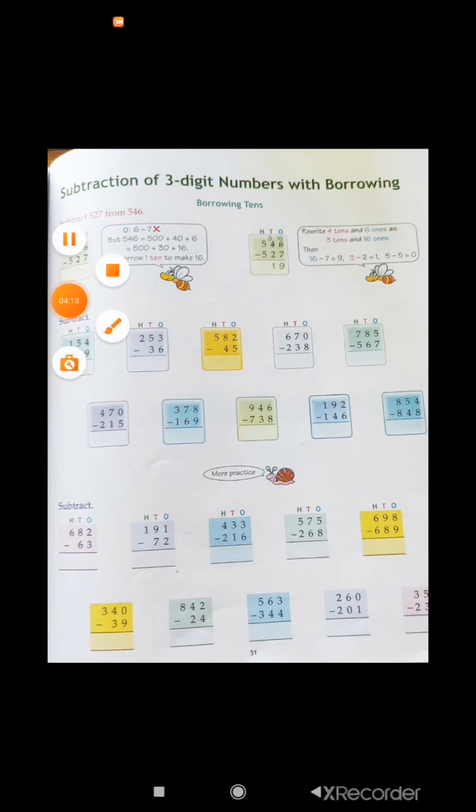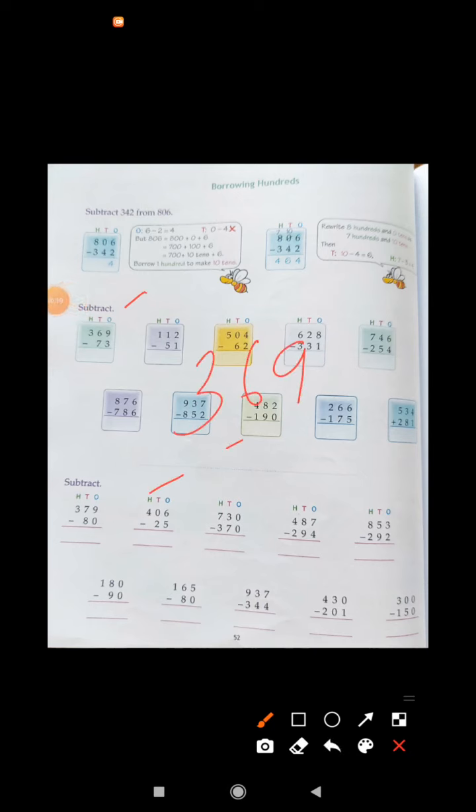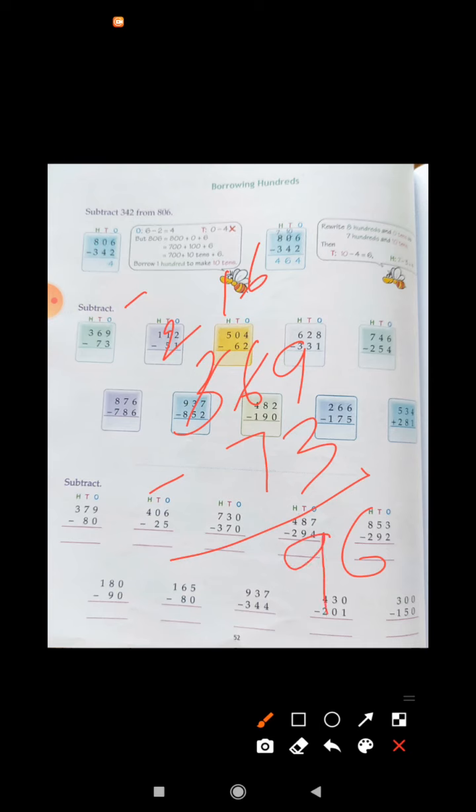And you have to do this work in books only. Now come to page number 52 and here you will learn borrowing hundreds. First question you see here, 369 minus 73. First we will subtract the ones. 9 minus 3 is 6 and here you see 6 is less than 7. Take borrow from hundreds. Here will be 16 and here 2. 16 minus 7 is 9 and 2 minus 0 is 2.